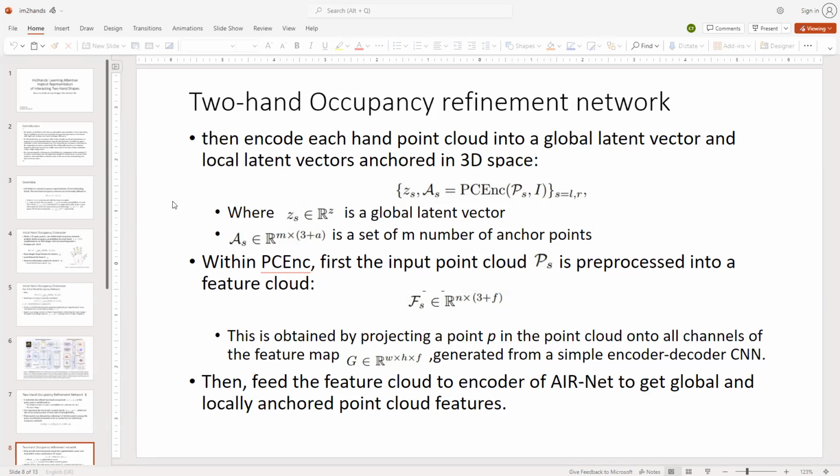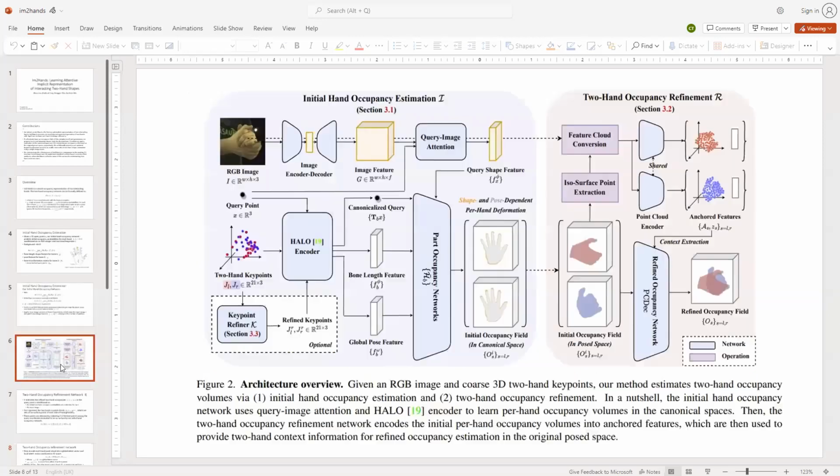So what's basically happening here is this is obtained by projecting a point P in the point cloud onto all channels of the feature map G generated from a simple encoder-decoder CNN. So to clarify a bit more, let's say we have the subset of points. Then this RGB image is fed into an image encoder-decoder architecture, and then it returns F channels of 2D feature maps.